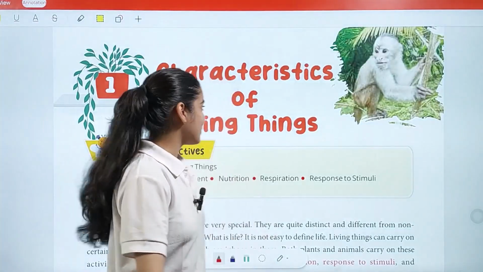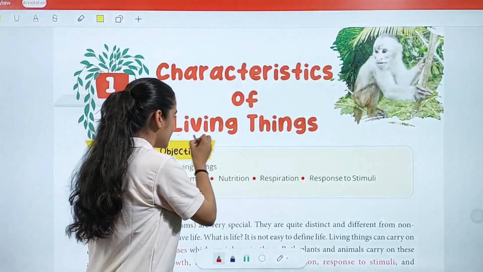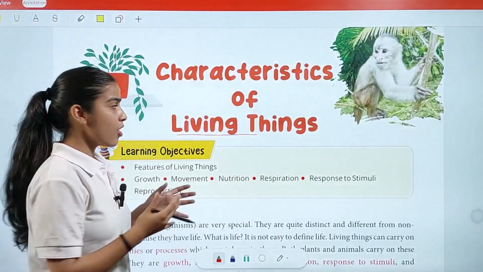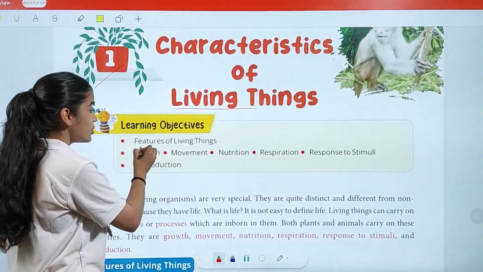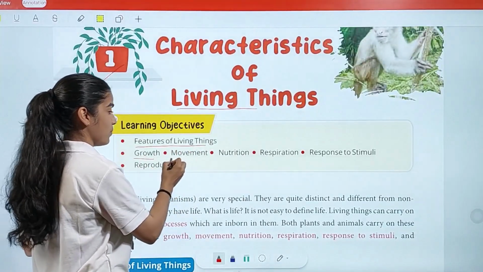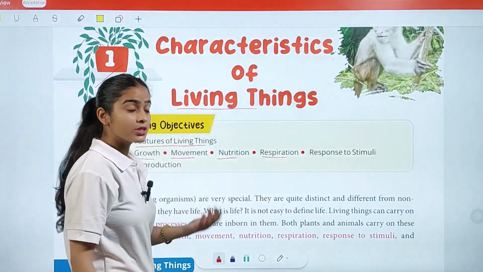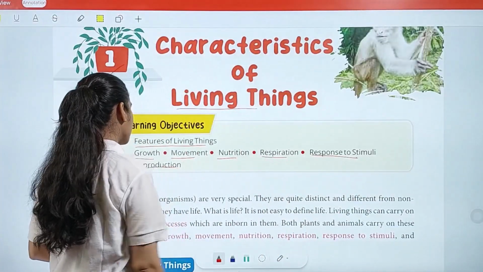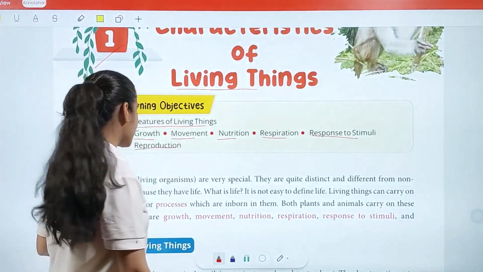Today, we have chapter number 1, which is characteristics of living things. In this chapter, we are going to learn about the characteristics of living things. So, what are the learning objectives we have? The first, features of living things. Next, we are going to learn about their growth, their movements, their nutrition, their respiration, and how they respond to stimuli as well. And the last but not the least, the reproduction. We are going to learn reproduction of living things at the last.